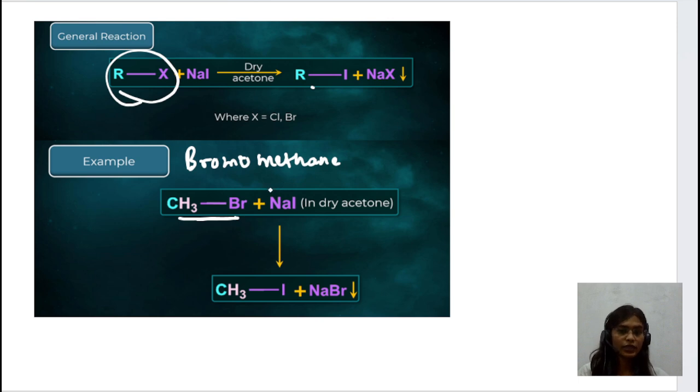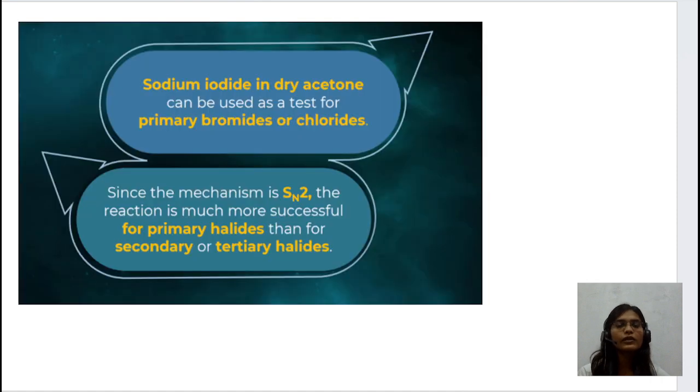So bromomethane is combined with NaI in dry acetone, and we end up with this, and it precipitates down. Let's see the reason why we are using only iodine there. Sodium iodide in dry acetone can be used as a test for primary bromides or chlorides as well. Now, can you tell me how we can identify this? The answer is the appearance of a precipitate: the precipitate of NaBr or sodium chloride. Consider the color, and recall Lassaigne's test and these things. Do you know the color of NaCl?